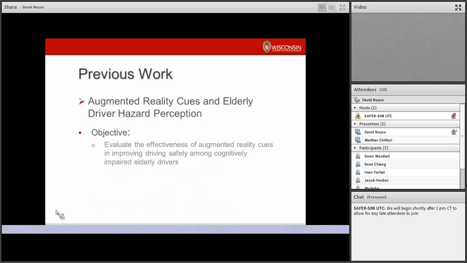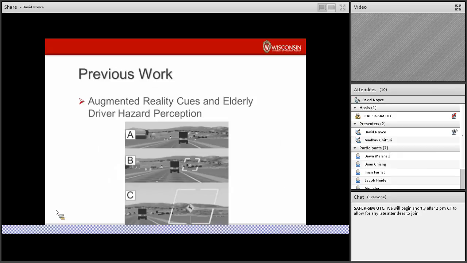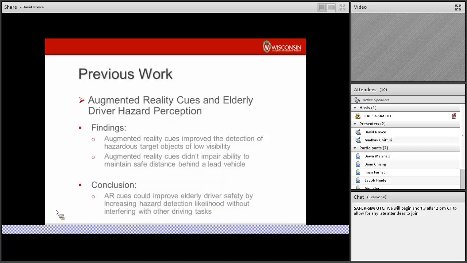So this first one I have here looked at how to better communicate and improve elderly driver hazard perception of different scenarios along the roadway. And we put a couple of screenshots here from this research just to kind of set the stage. But this particular screenshot looked at a deer and animal crossing situation that existed and seeing what the research on augmented reality could do to better communicate that information with drivers.